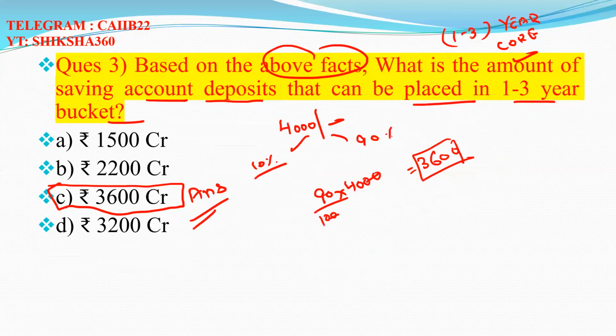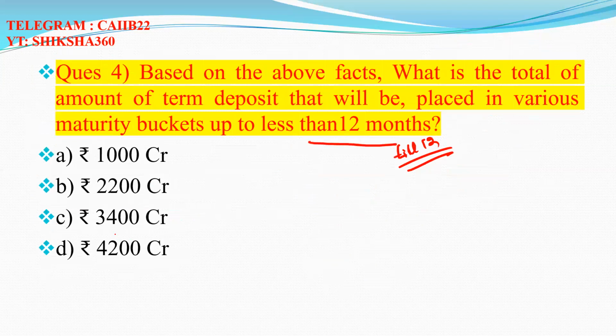So the correct answer here is 4,400. I think there is some typing error, so make it as 4,400. So this one is our answer.